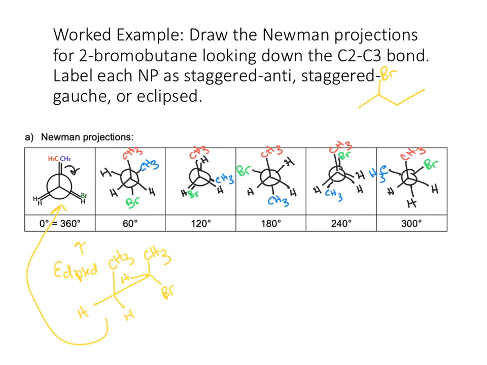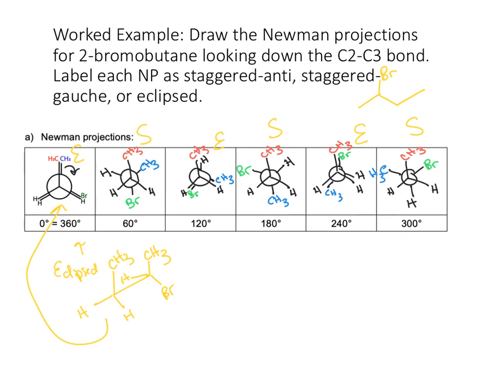So the eclipsed ones would be this, this, and this. And then the staggered would be this, this, and this. Now with the staggered anti versus staggered gauche, the anti is the one which places the two biggest groups on the front and back carbon 180 degrees apart.